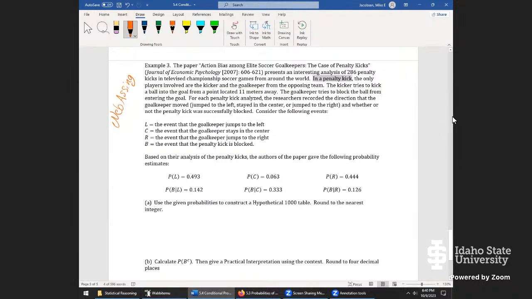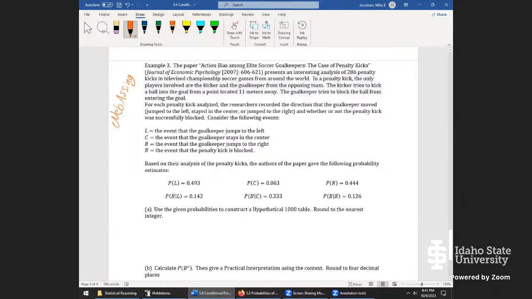It says in a penalty kick, the only players involved are the kicker and the goalkeeper from the opposing team. The kicker tries to kick the ball in the goal from a point located 11 meters away, and the goalkeeper tries to block the ball from entering the goal. So that's great information, I suppose.